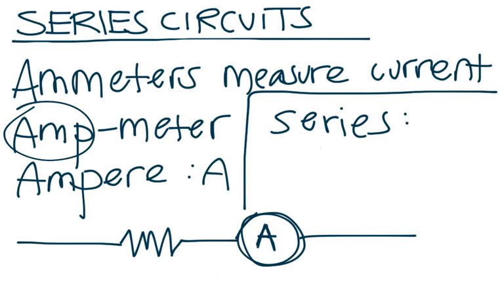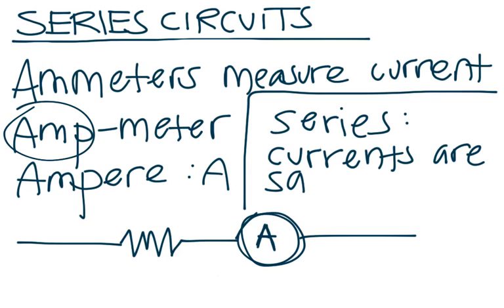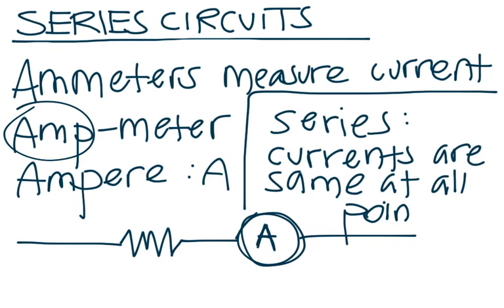In series, the current is the same at all points. Notice I said they're the same at all points. I didn't say remains the same. You have to be careful with your language because if it remains the same, that means I could adjust the resistance and nothing would happen to the current. And we know that's not true. If resistance goes up, then the current goes down. But it would be the same lower value everywhere in that loop. So it's the same at all points. It doesn't necessarily remain the same as you adjust the circuit. So just to be clear.